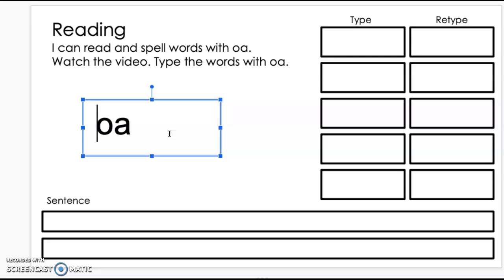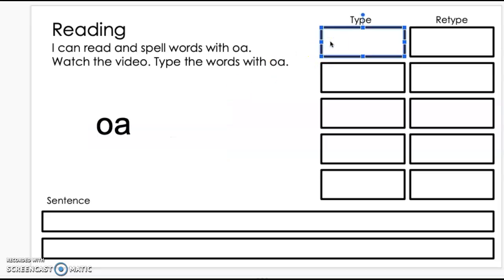Now let's spell some words with O-A. I'm going to say the word, and then I want you to repeat the word. Then I want you to sound it out, and then type it. The first word that I want you to spell is the word goat. What word? I hope you said goat. And then let's sound it out. G-O-T. Goat.